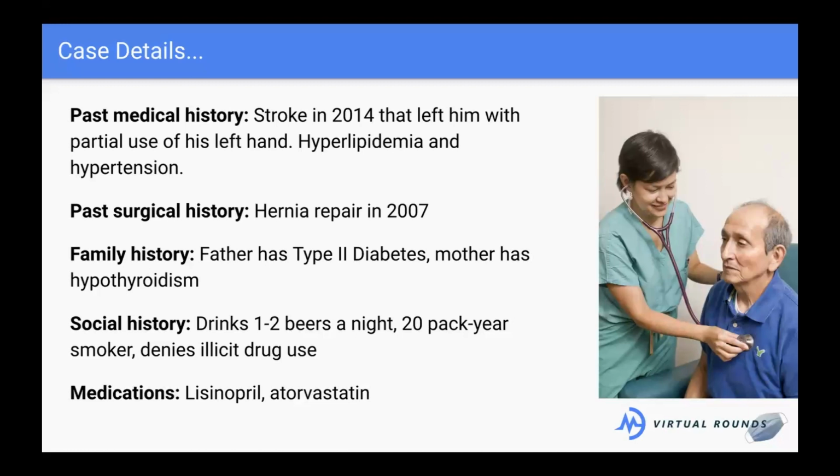Hernia repair in 2007, which we don't really care about so much. That was a while ago. And his dad has type 2 diabetes and his mother has hypothyroidism. Social history, he drinks 1 to 2 beers a night and a 20-pack year smoking history. I don't know if I've done pack years with you guys. Does anybody know what that is? I learned that in medical school.